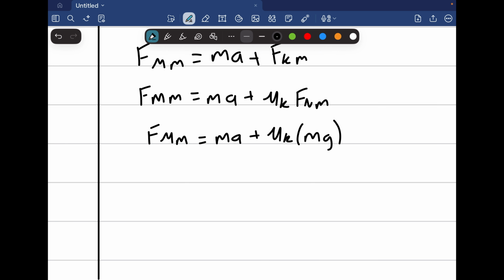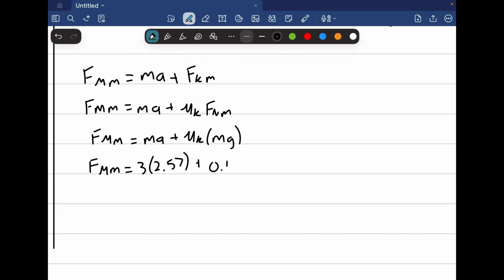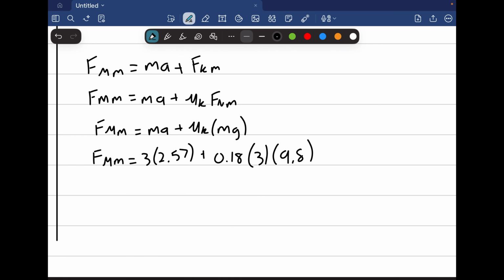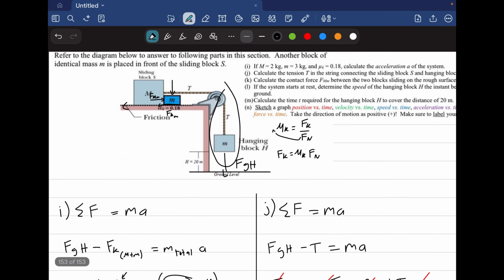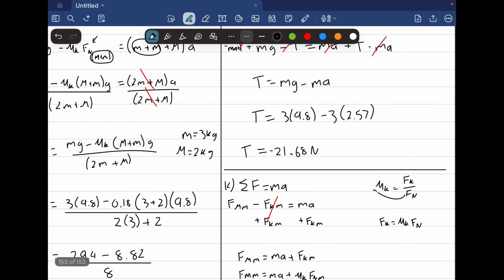So I'll plug in all of the numbers. Plus 0.8. Which would give us positive 13 Newtons. It's positive because the line of motion is moving to the right, and that's a force pushing the smaller block to the right, right? So there we go.